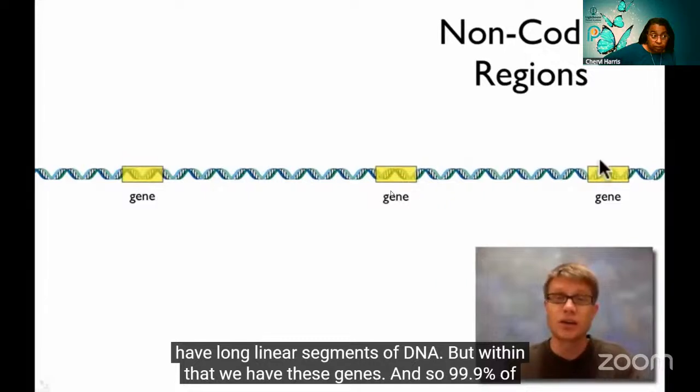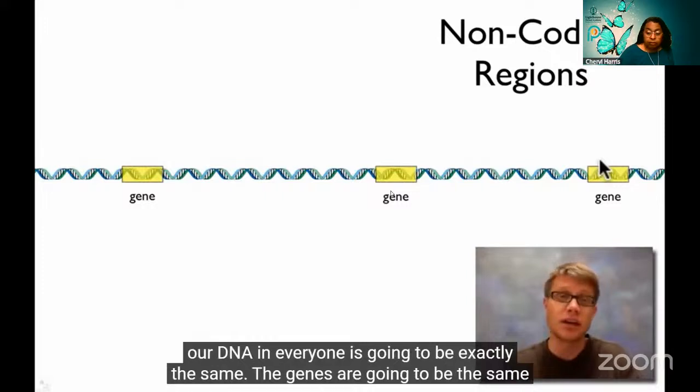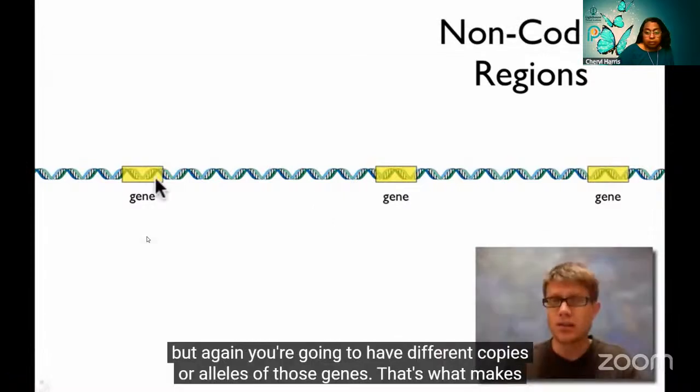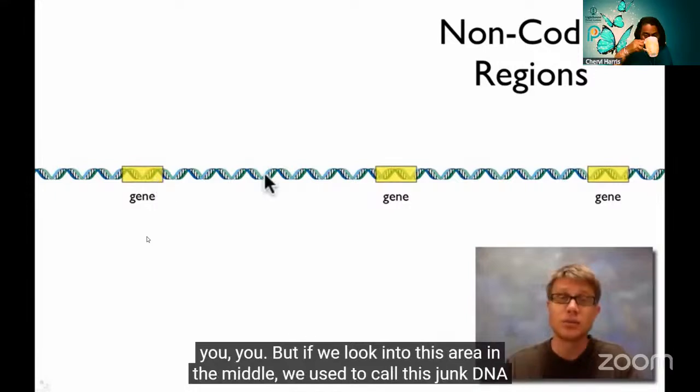We have these genes, and 99.9% of our DNA in everyone is going to be exactly the same. The genes are going to be the same, but again, you're going to have different copies or alleles of those genes. That's what makes you you. But if we look into this area in the middle, we used to call this junk DNA, but now we know it's really important in controlling gene expression.